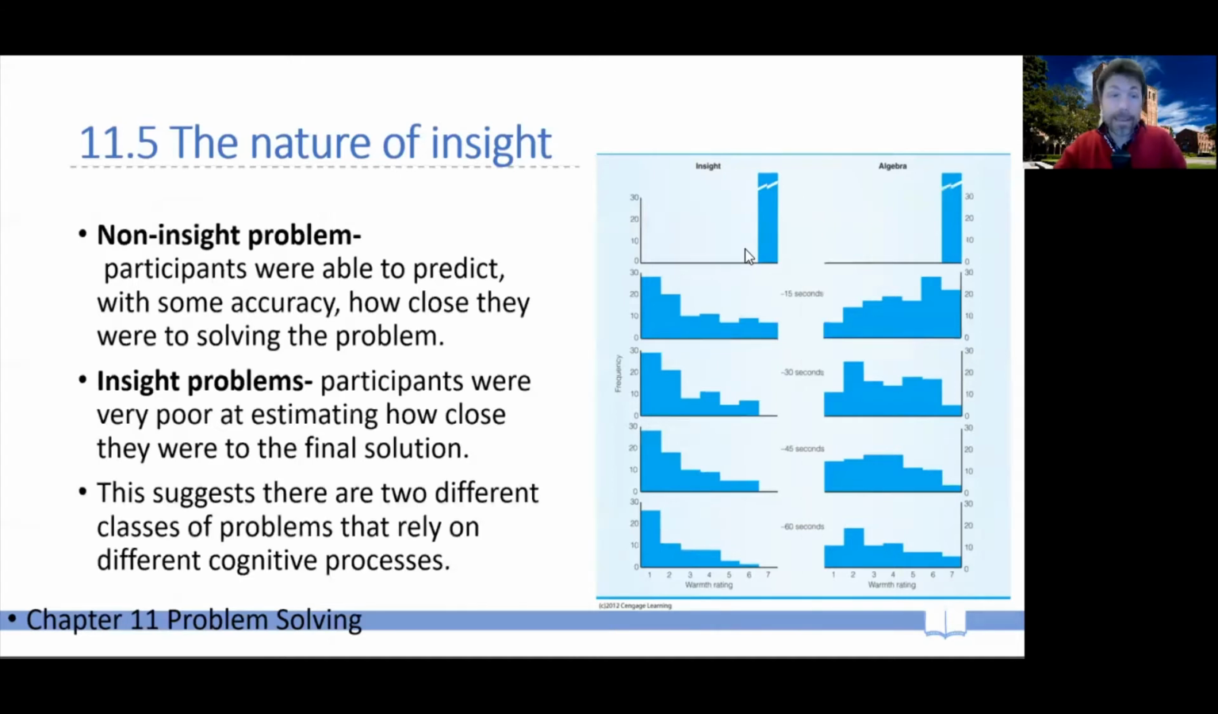So these data really suggest that the two problems are indeed completely different classes of problems, and they rely on very different cognitive processes.